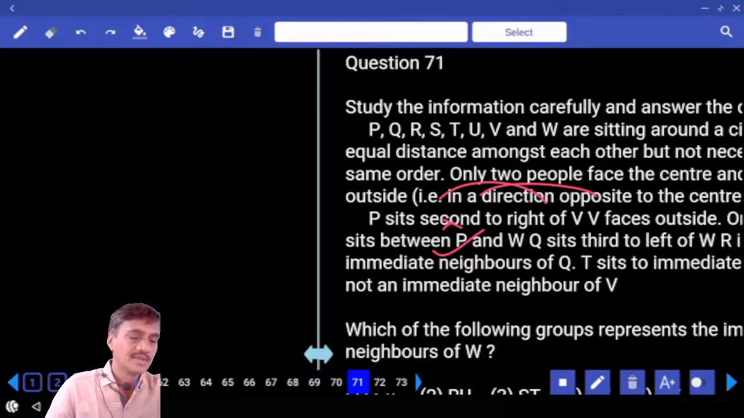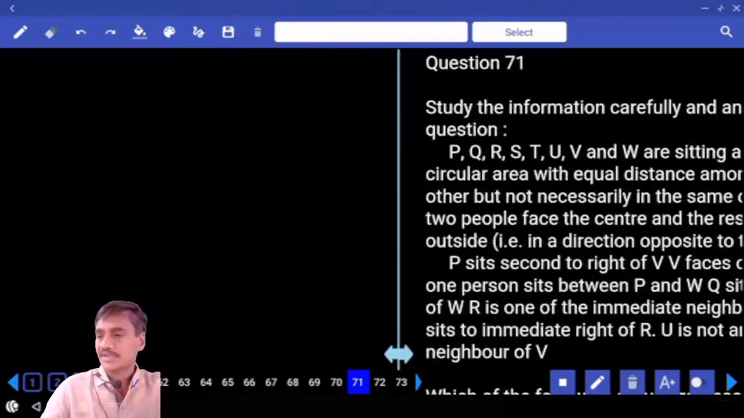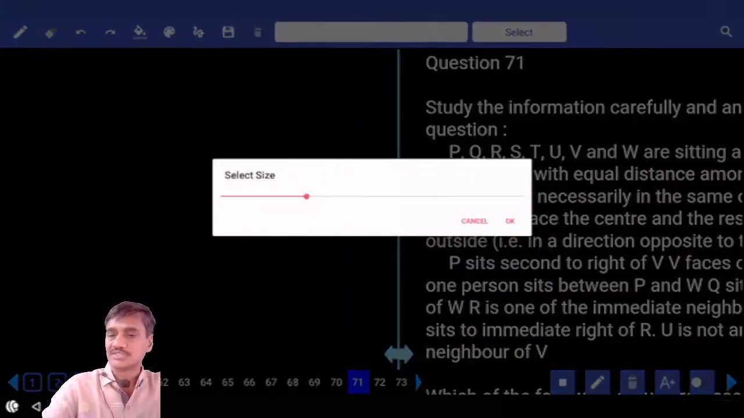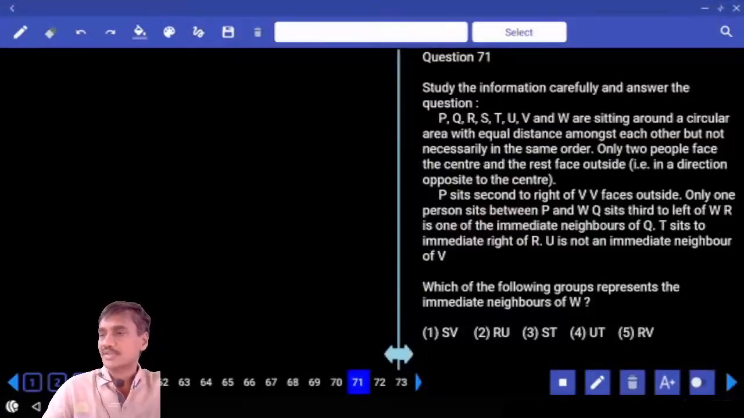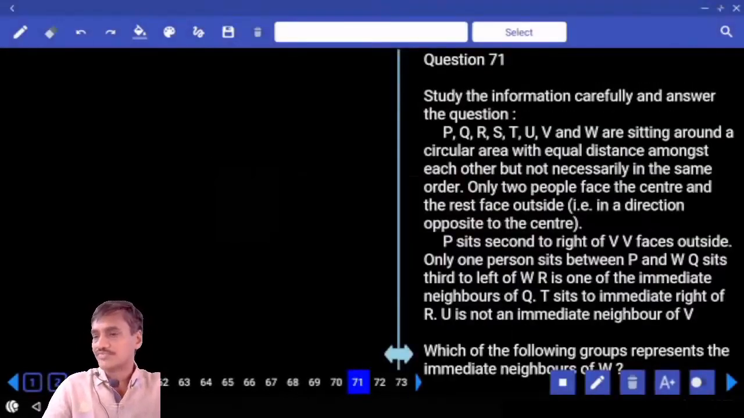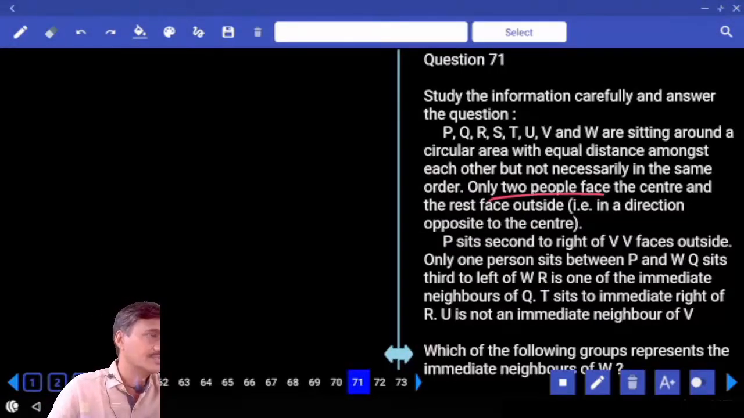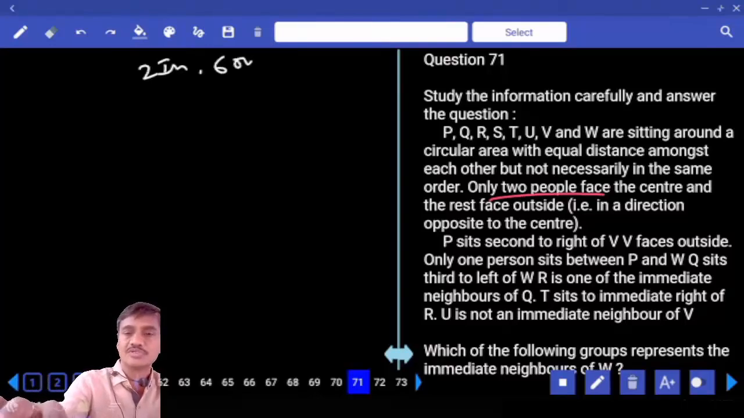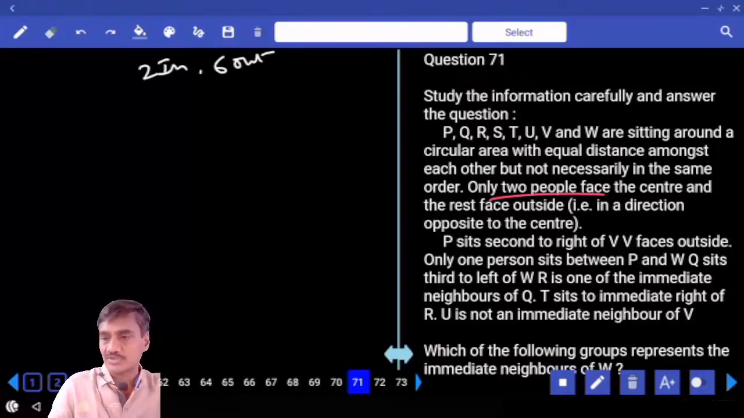And that is 70. Then 71 to 75, tell me what is the information we have? Now it is based on circular arrangement. Some persons are facing towards the center and some are away from the center. How many persons are facing towards the center? Only 2. That means 2 inward and the remaining 6 are outward.